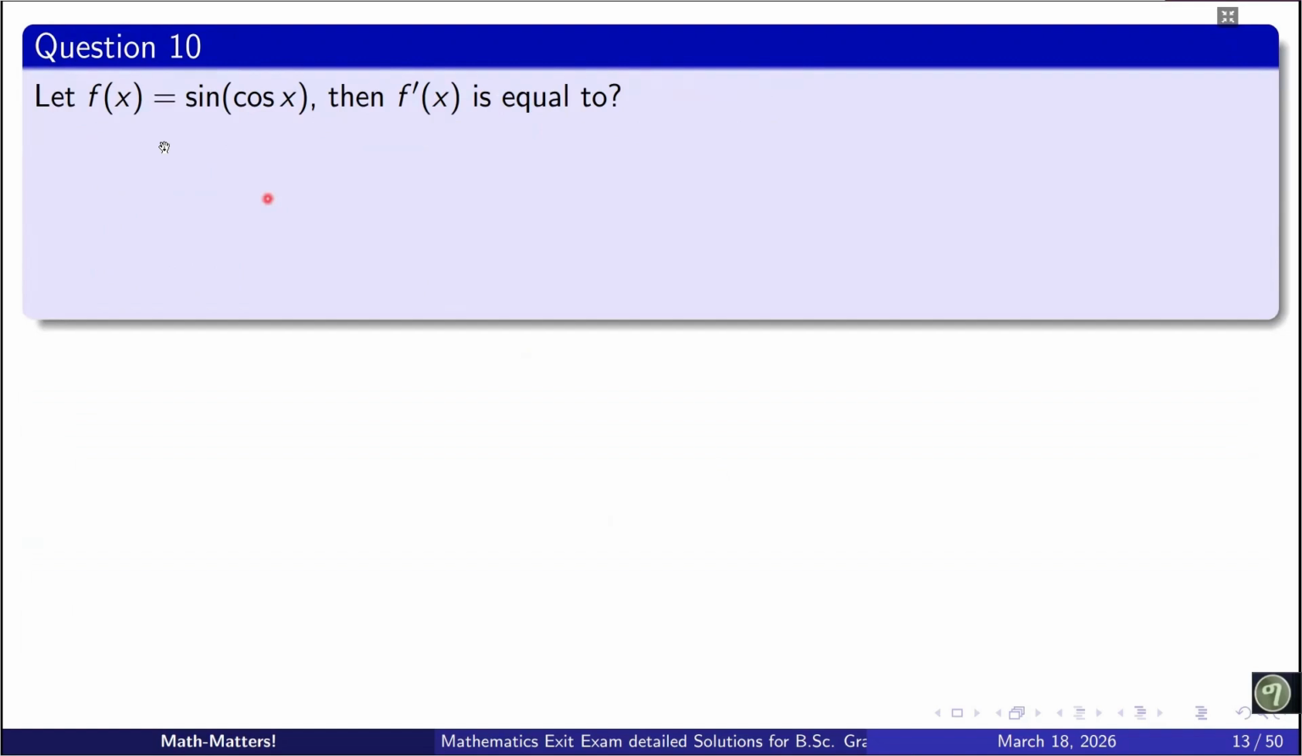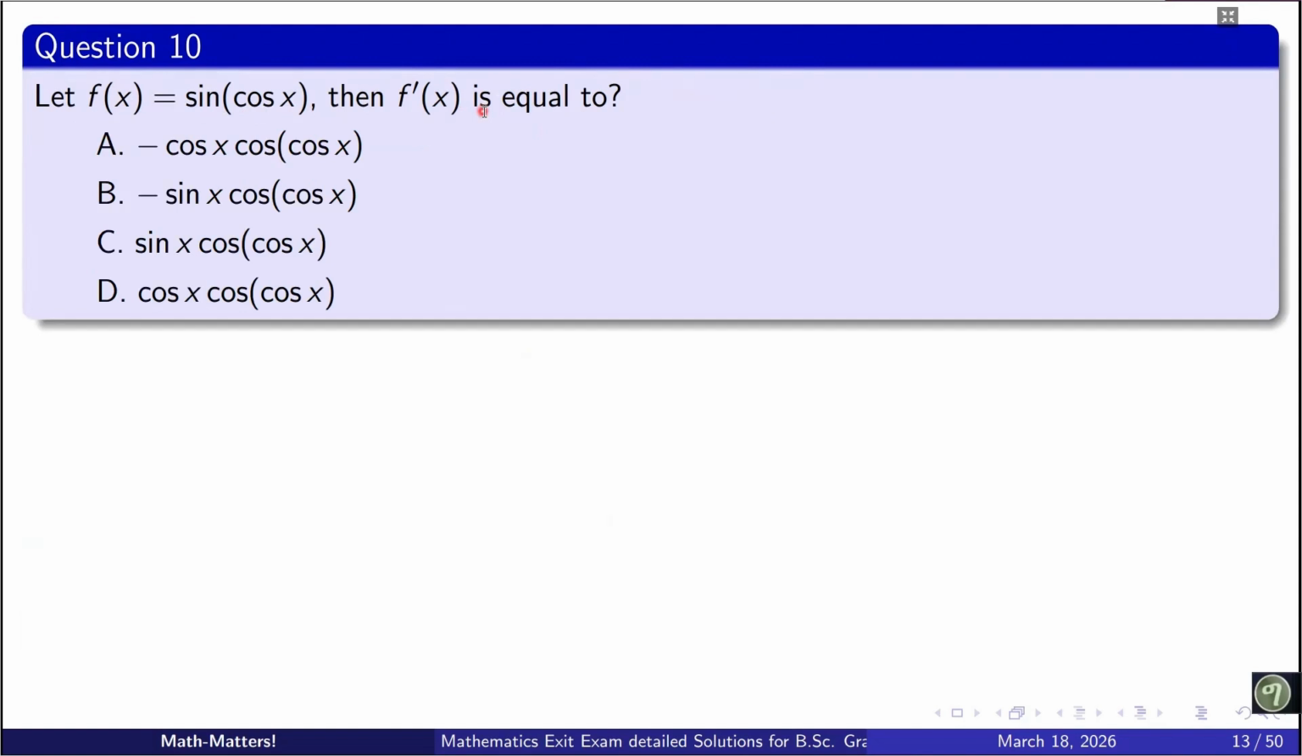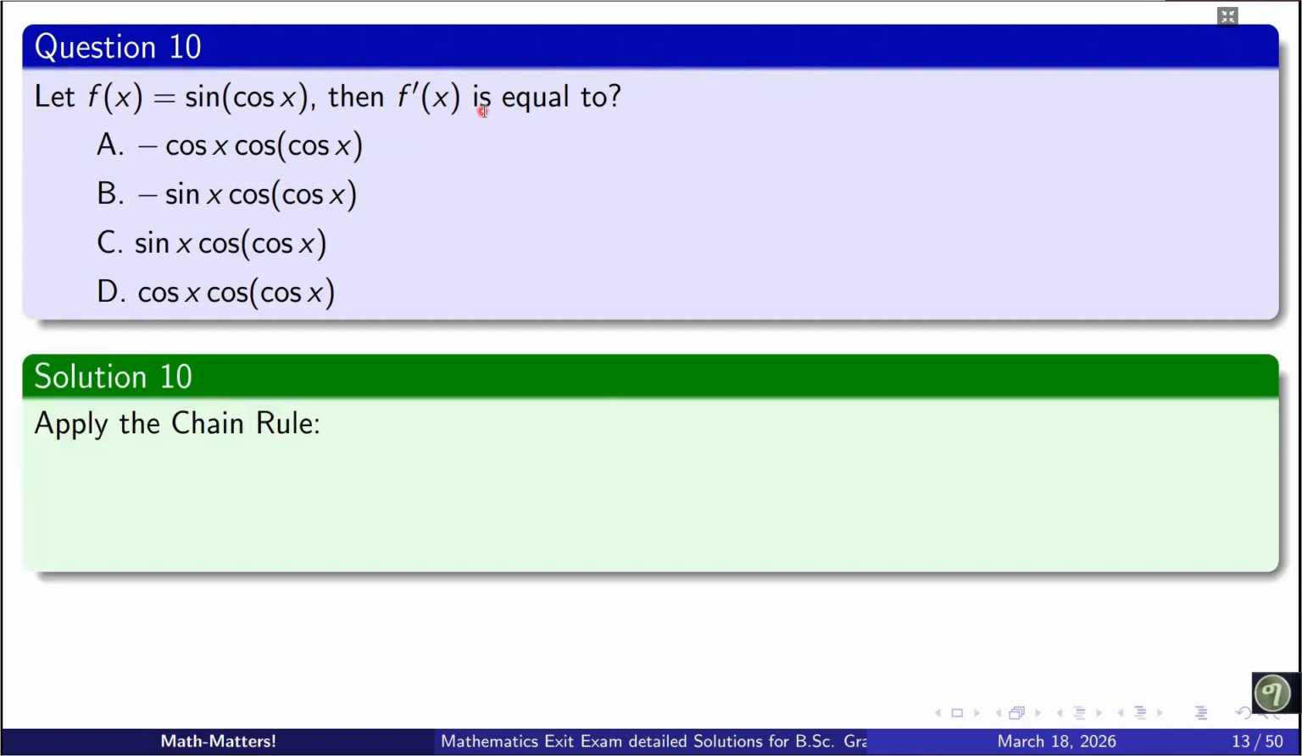Next question: let f of x equal sine of cosine x, then find f derivative of x. In order to find the derivative of this function with respect to x, using the chain rule, we have d/dx of sine of u is equal to cosine of u times u derivative, where u is equal to cos x. Just substitution like that of integration.